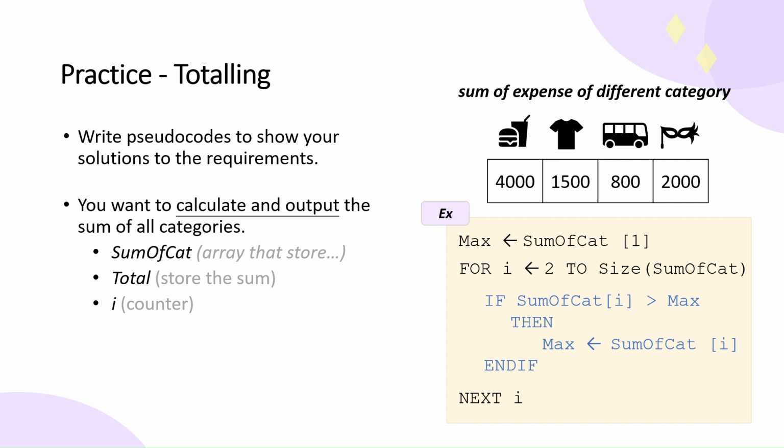Now, hooray! It's your turn! In this practice, write pseudocode to show your solutions to the below requirements. In this practice, you want to calculate and output the sum of all categories. On the right-hand side, there is an array that stores the sum of expense of each category. But you want to calculate and output the sum of all categories. In the pseudocode, please use sum of cat to represent the array, and total to represent the sum, and I to represent the counter.